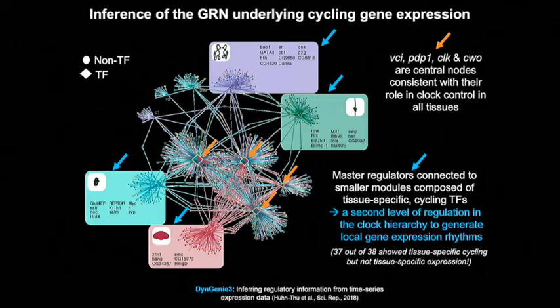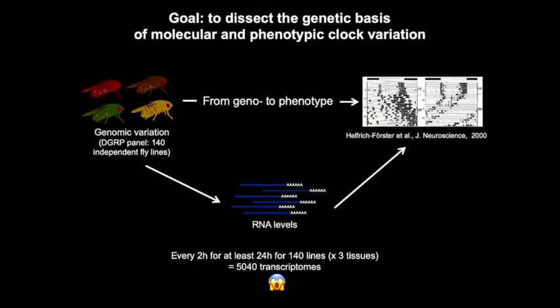Just to give you a glimpse of the type of gene regulation that might underlie circadian gene expression. But now we want to go back to our original story of trying to link genotype to phenotype and answer this question: how much circadian gene expression variation is there in the DGRP, right?